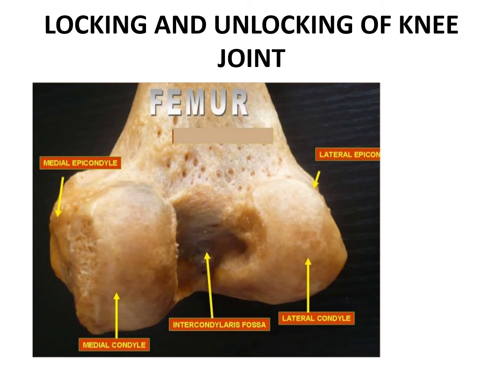Now the next very important topic is the locking and unlocking mechanism of the knee joint. Before we go into that, let us see these are the condyles of the femur. If you appreciate here, the anteroposterior diameter of the lateral condyle is comparatively less than the anteroposterior diameter of the medial condyle. Let us see what happens because of this.